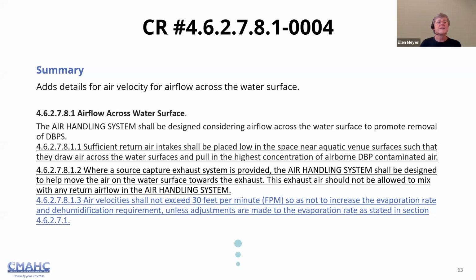462781-4. This is the next point that we're adding to the bottom of this list here. So in blue, air velocity shall not exceed 30 feet per minute, so as not to increase the evaporation rate and dehumidification requirement unless adjustments are made to the evaporation rate as stated in section 46271. So the objection to this one was, where did that 30 feet per minute value come from? And that is straight from the ASHRAE standards. And so the TRC did vote yes for this one.